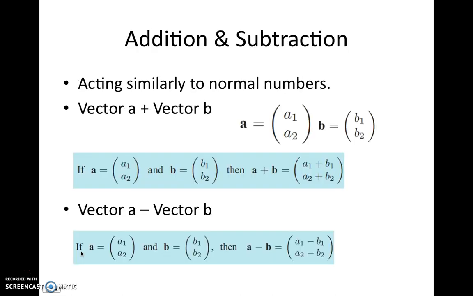Addition and subtraction. As with polynomials, they act similarly to normal numbers. So vector A add vector B, where A is equal to A1, A2, and B is equal to B1, B2. Then A add B is equal to A1 add B1, A2 add B2. Vector A minus vector B is similar to addition, except instead of adding them, you minus them. So A minus B is equal to A1 minus B1 and A2 minus B2.